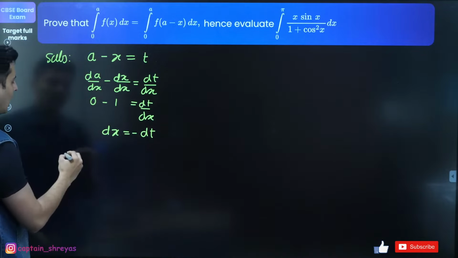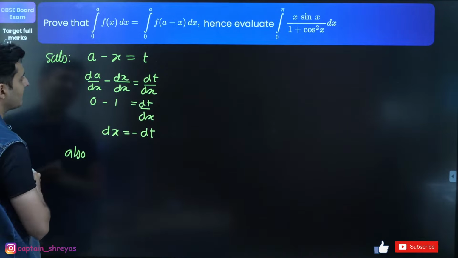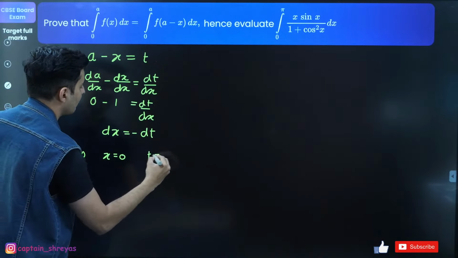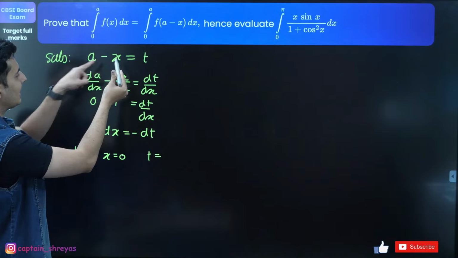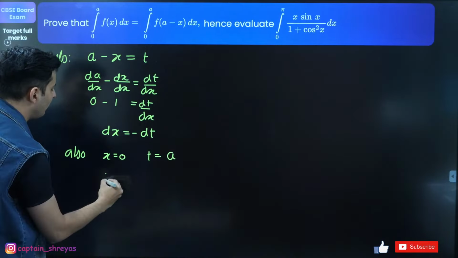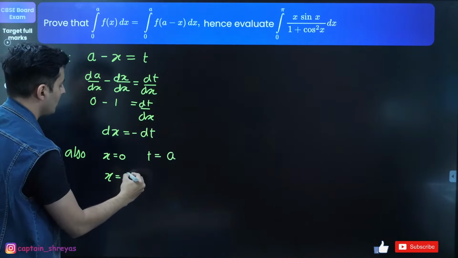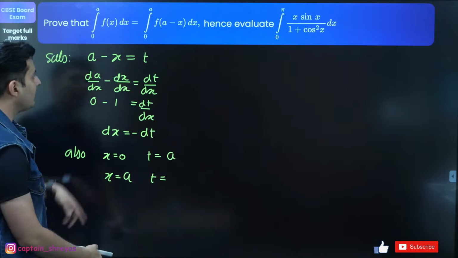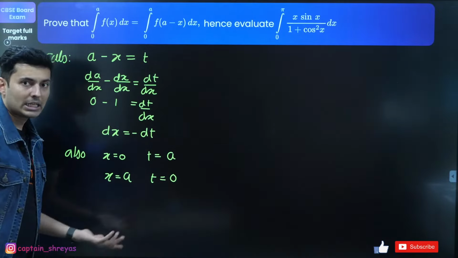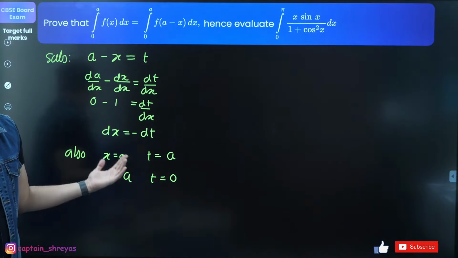That is one thing. Another thing, also limits. So when x is equal to 0, the t value will be nothing but a. If x is the upper limit, which is a, then the value of t will be a minus a, which is 0. So t will be 0. Is that right, everyone? Great.